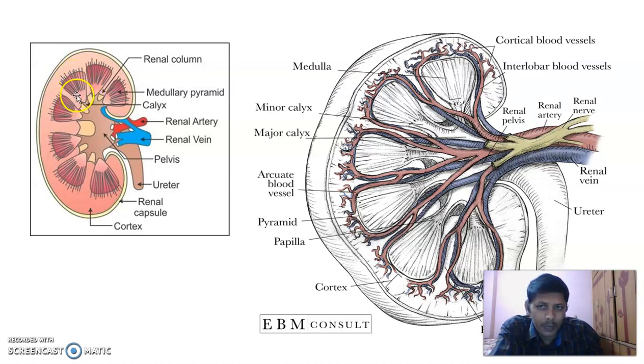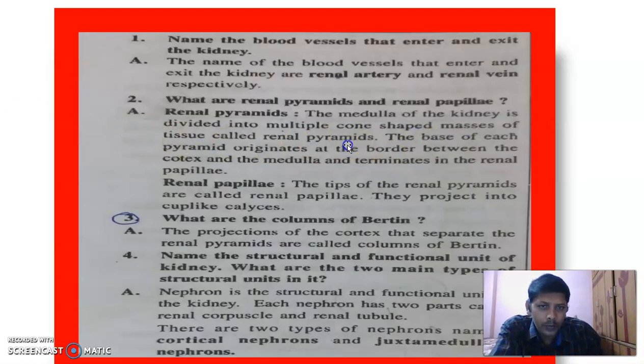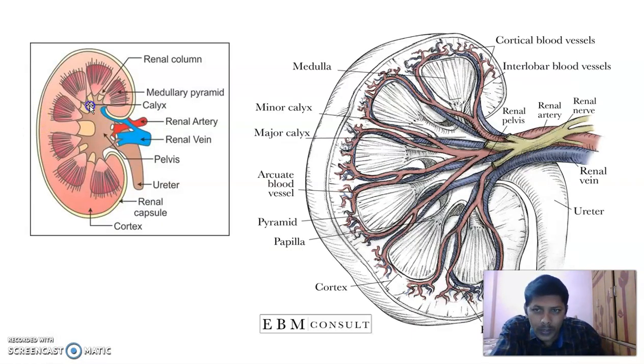And this is the apex part. This is the apex. And the base of each pyramid originates where? At the border between the cortex and medulla, and terminates in the renal papillae. These are at the end of the part, I will show you here. This is the renal papillae. Pyramid is starting here. This is the base. Pyramid is terminating in the papillae.